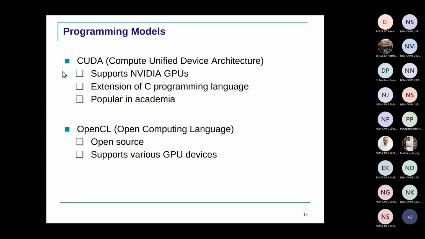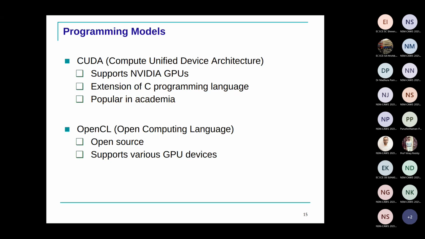Now we have understood briefly how the GPU architecture is. Now let's see how to write some programs on the GPUs. There are two popular programming models available. One is CUDA, which stands for Compute Unified Device Architecture. This is mainly supported for NVIDIA GPUs, and it is an extension of the C programming language. So if you know C, it should not be very difficult to learn this extension. It is popularly used in academia because it has good performance when you write programs on NVIDIA GPUs.